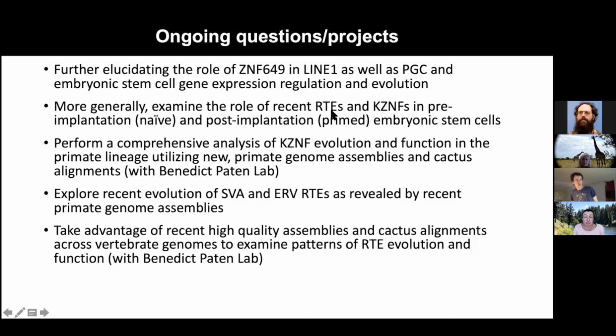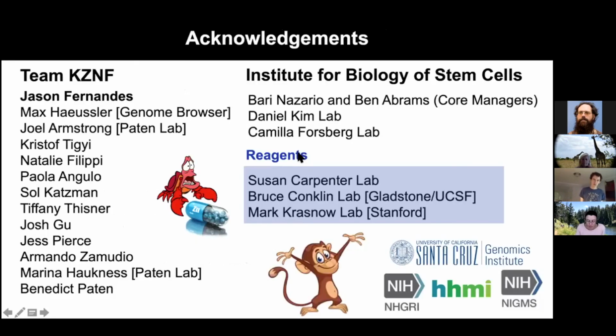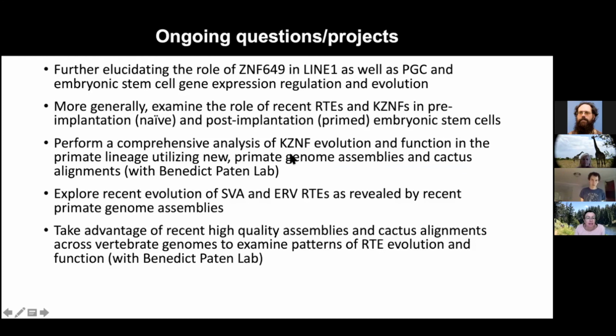More generally, we're interested in the role of recently active retrotransposons and the KRAB zinc fingers regulating them in models of both pre-implantation, with the so-called naive stem cells, and post-implantation primed embryonic stem cells, which is the data I've shown you today. We're also interested in performing a comprehensive analysis of KRAB zinc finger evolution and function in the primate lineage, taking advantage of some of the new genome assemblies and Cactus alignments that have been generated. And this is in collaboration with Benedict's lab.